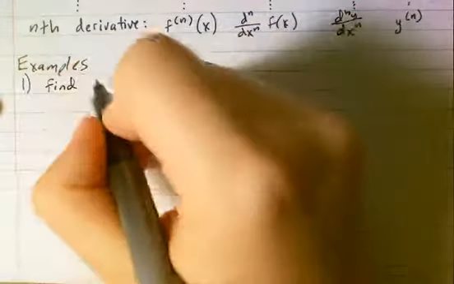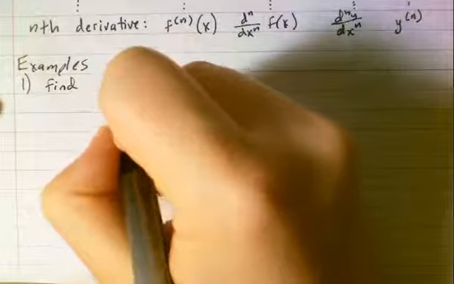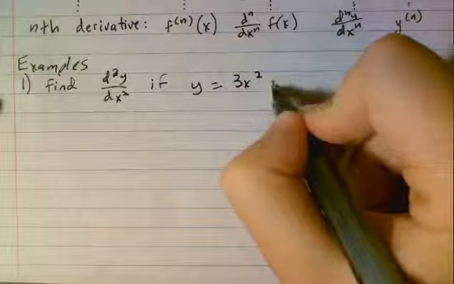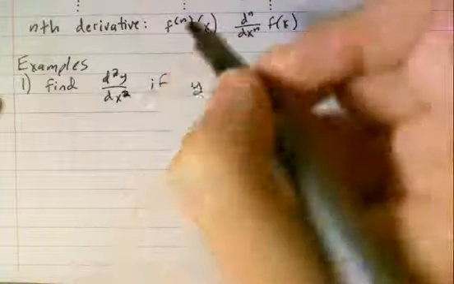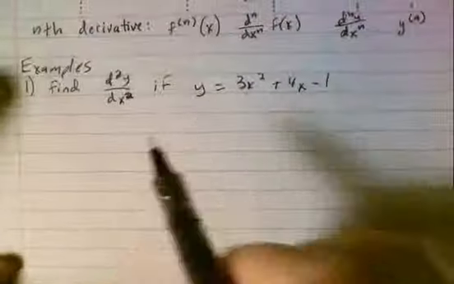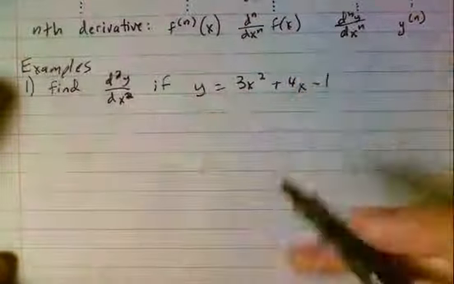So find d squared y over dx squared, so that's the second derivative of y, if y equals 3x squared plus 4x minus 1. We're generally only going to go down to the second derivative, although like we saw up here we can keep going indefinitely if we want to. But this just means we're going to take the derivative of this and then take the derivative again.